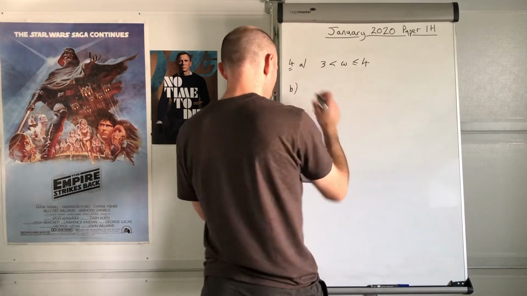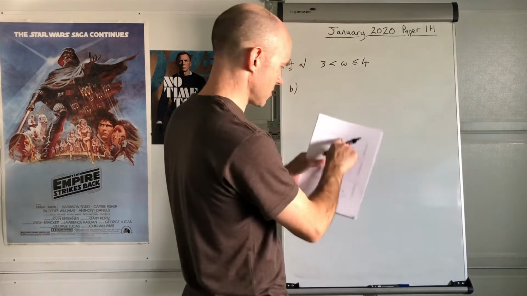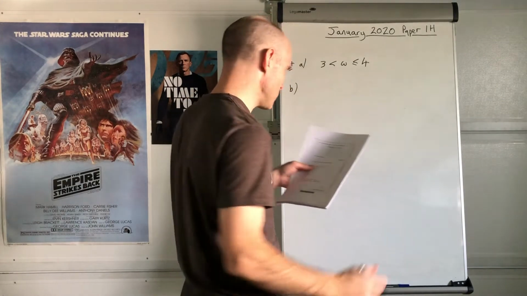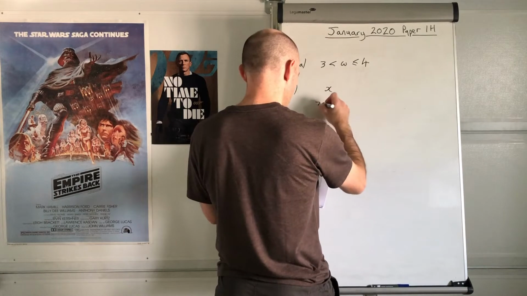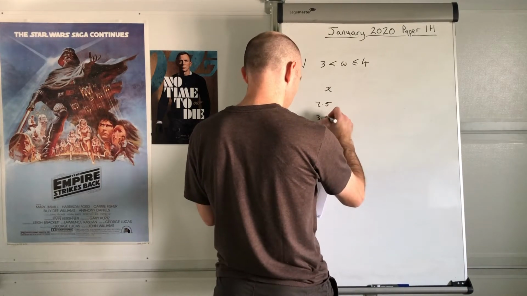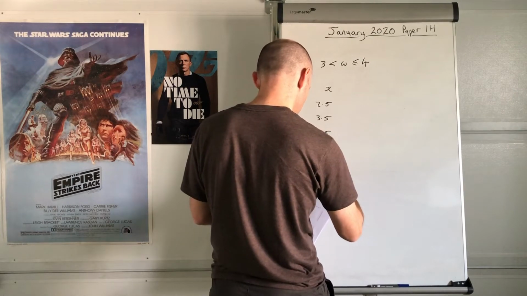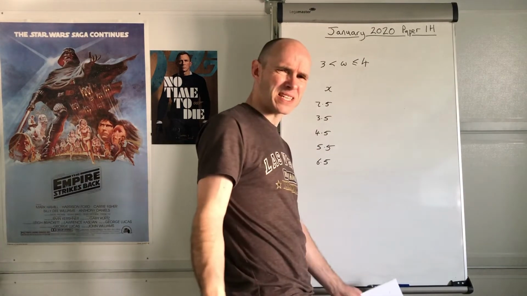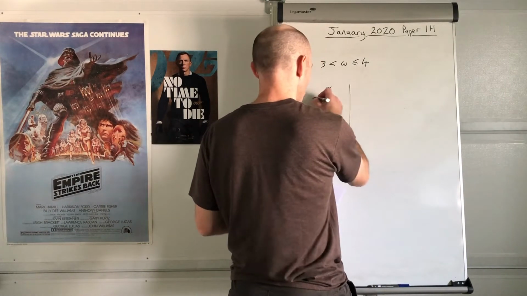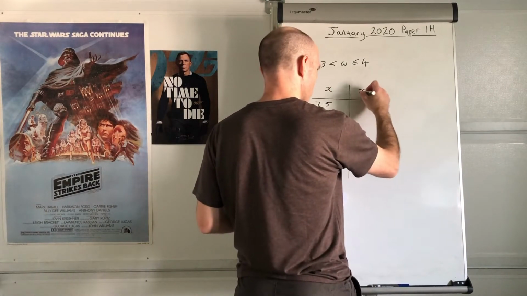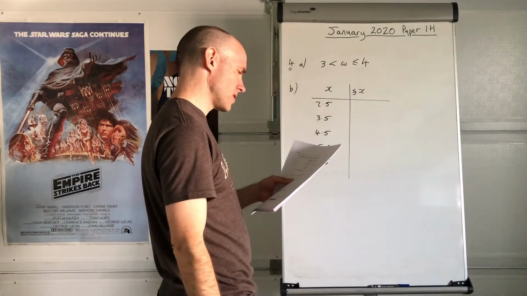Part B, work out an estimate for the mean. Now what you need to do is work out the midpoints for these weight values. So the midpoints, I'm going to call them x. So that's going to be 2.5, 3.5, 4.5, 5.5, 6.5. How easy was that? Very easy. And what you can do is multiply those by the frequency.